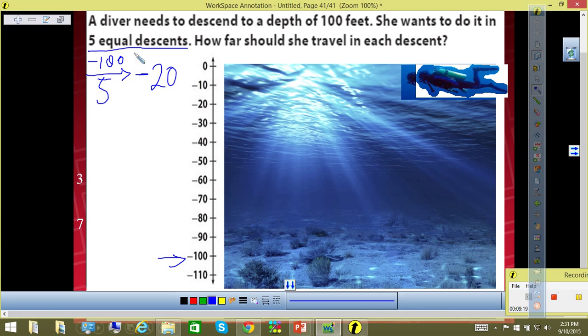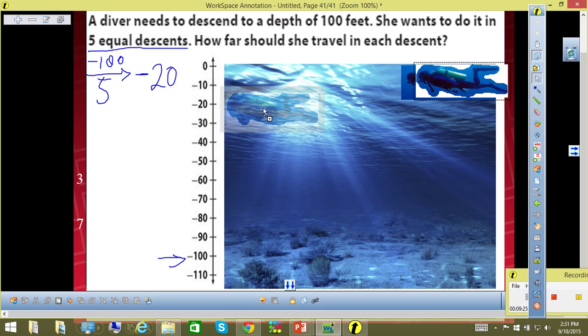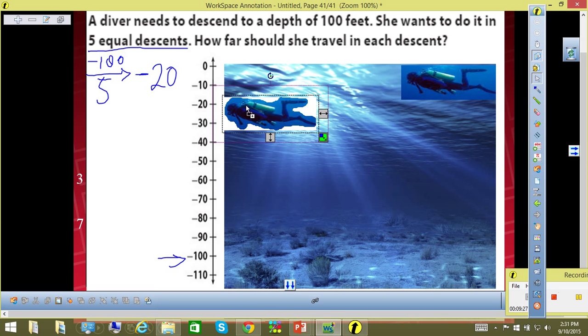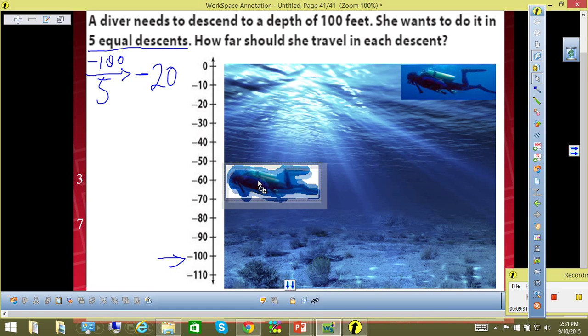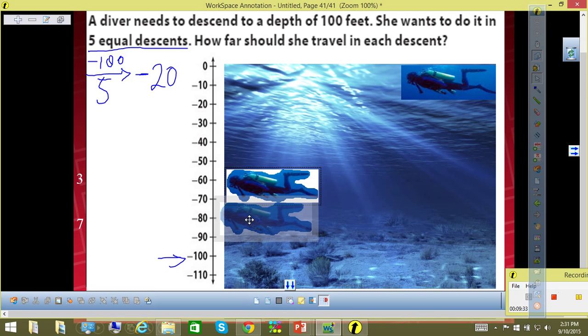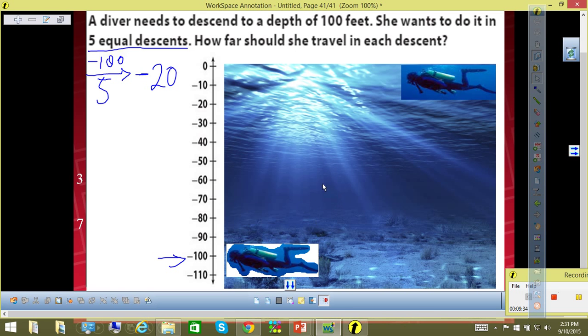So how much is she going to descend the first time? 20. So she goes from here to here, and then from there to there, and then to there, to there, and to there. Does that make sense? Yeah. And that's how we can use the number line for division. We have our amount, which is from 0 to negative 100, but then they tell us that it's equal descent, so that means we need to divide it into 5 sections. Fairly simple? Yes.